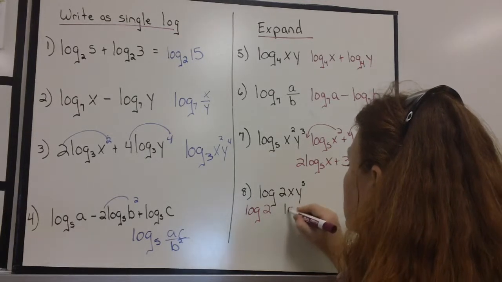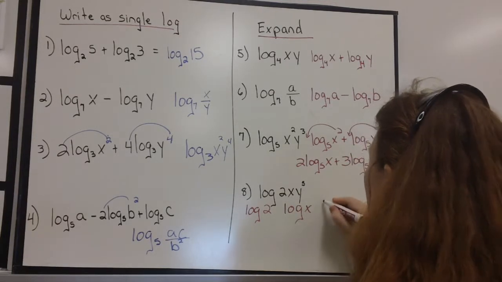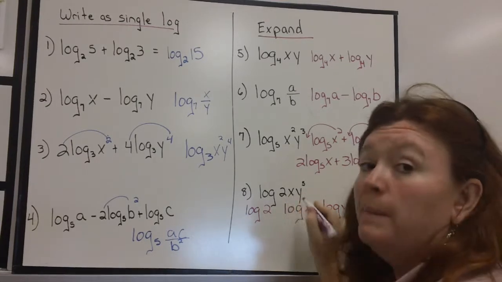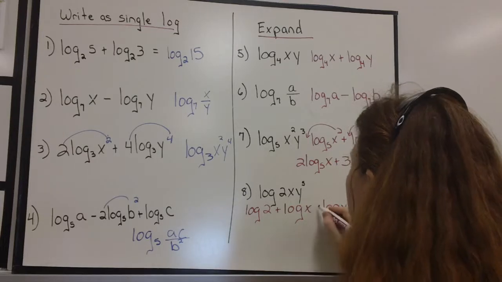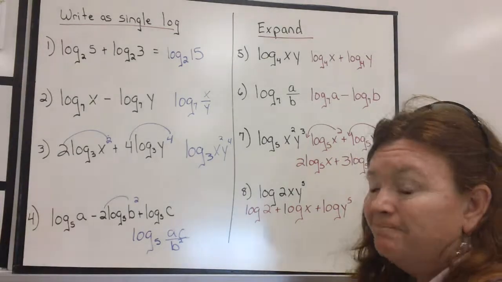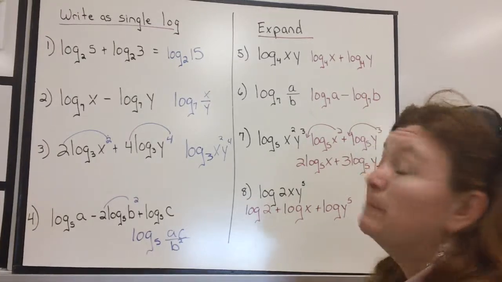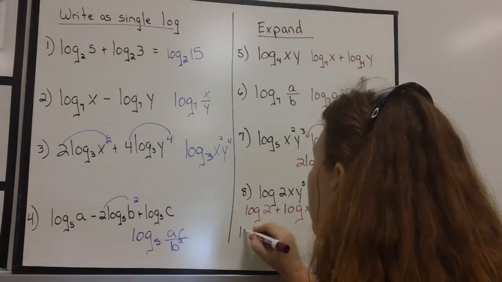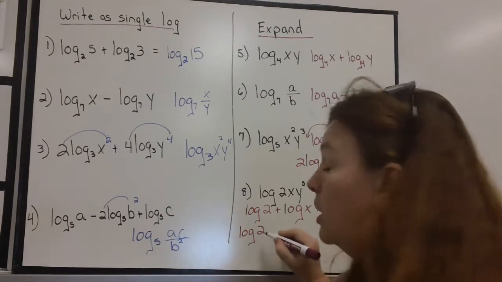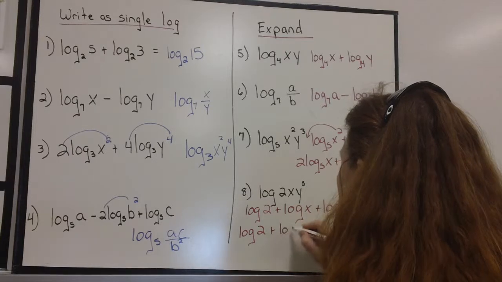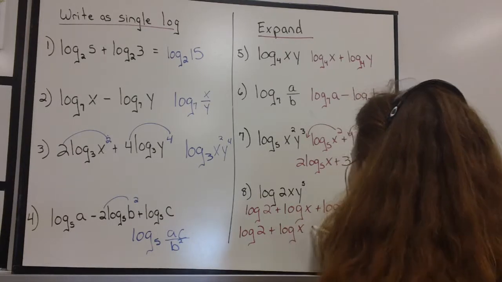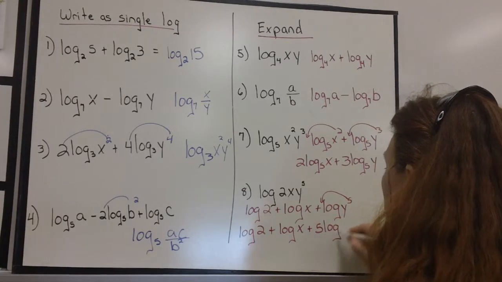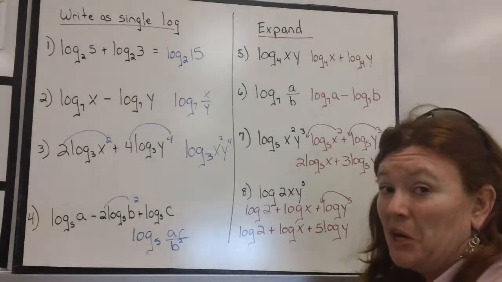I have a log of x. And I have a log of y to the 5th. They are all being multiplied, so they all are being added. Am I done? Close. Expanding, no exponents. I have an exponent. I got to get rid of it. So my final answer in expanded form is log of 2 plus log of x plus, bring that 5 down, 5 log of y. All right?